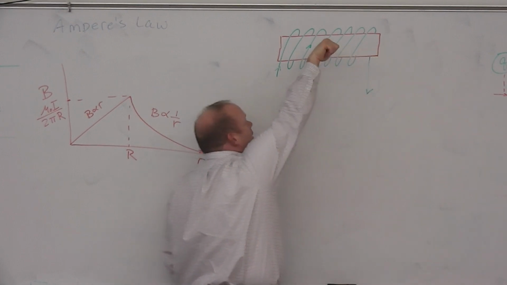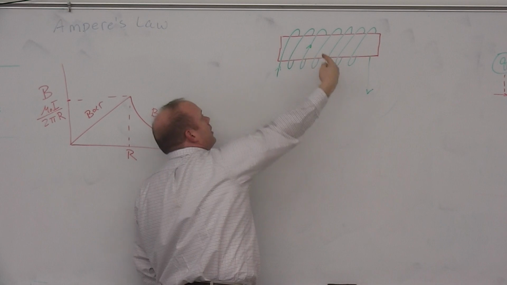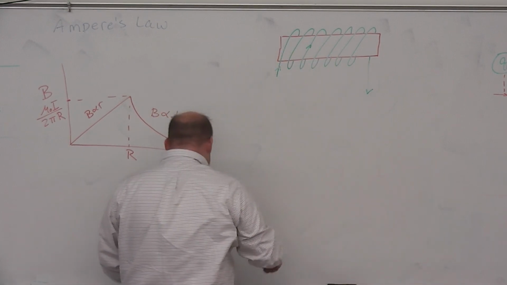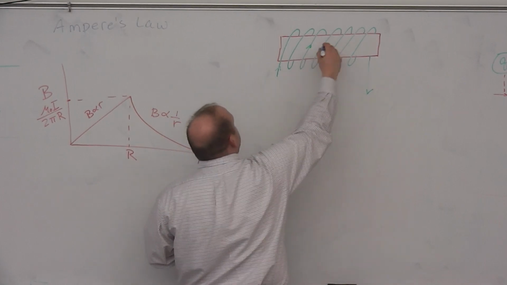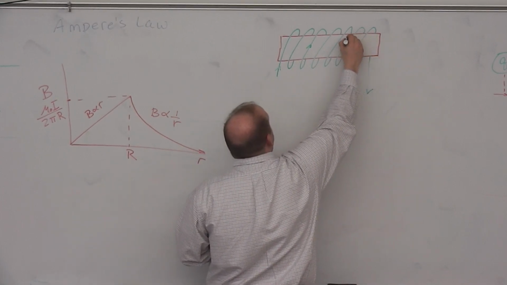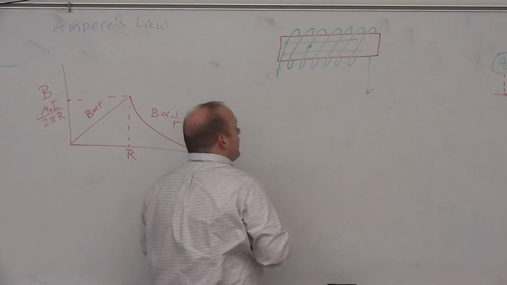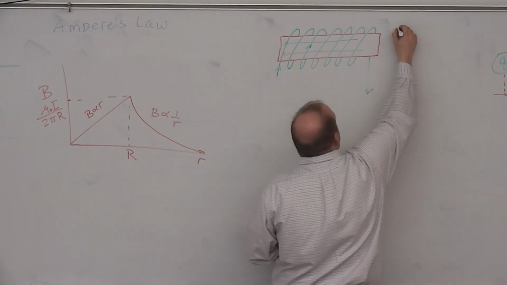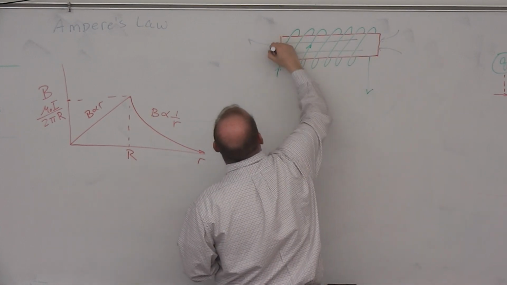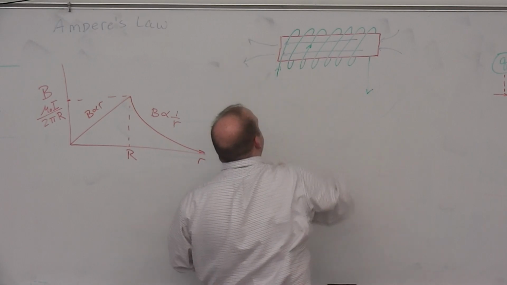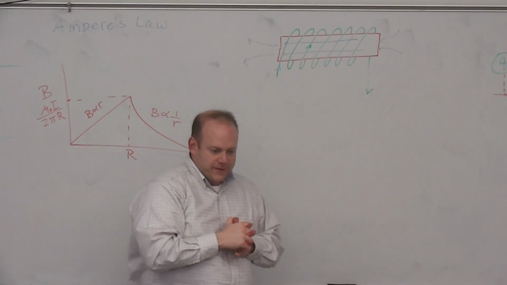When I'm on top, the current is going into the page. The magnetic field swings around in this direction. All these wires work together to produce a magnetic field inside here that points like that. And we have a magnetic field that loops in. All of these have to loop around eventually. But the idea is that inside that bar, you get a very strong magnetic field.